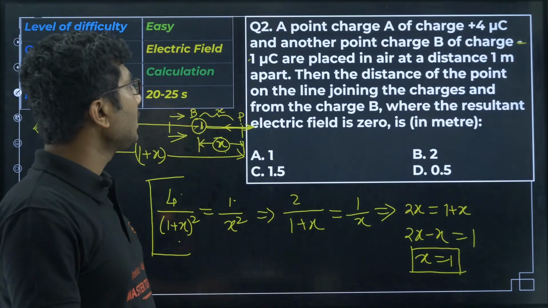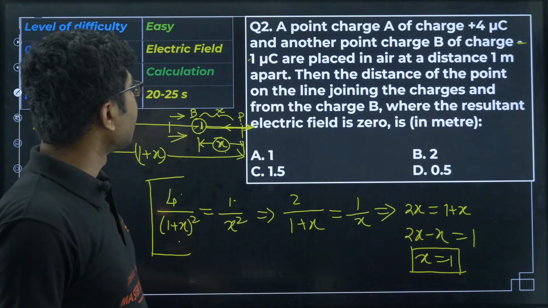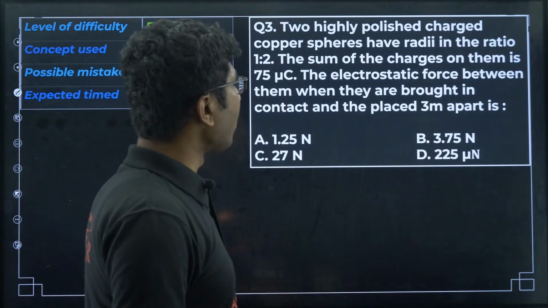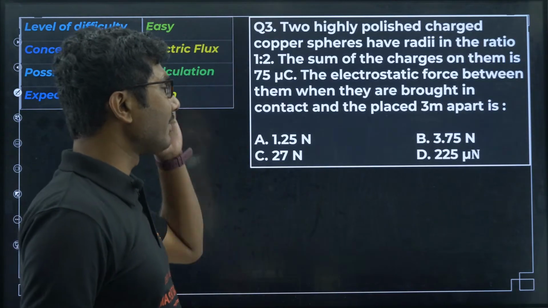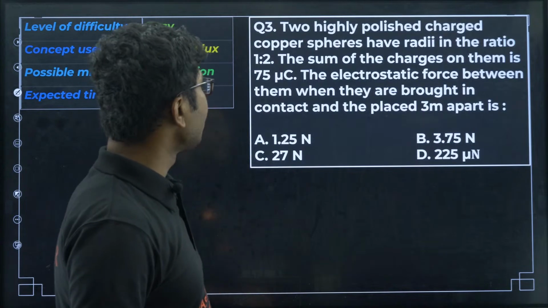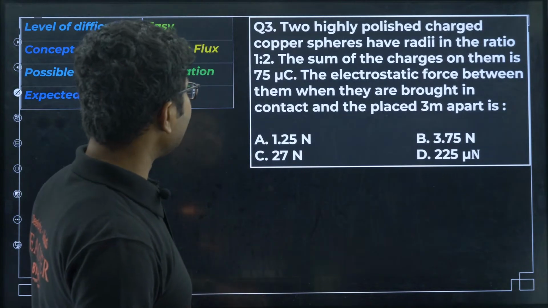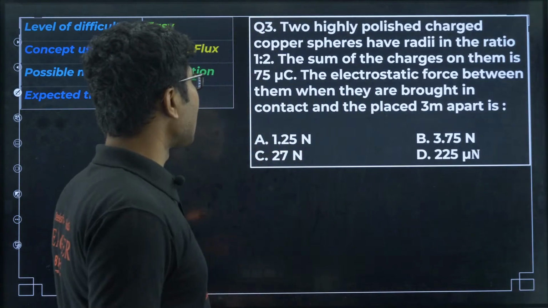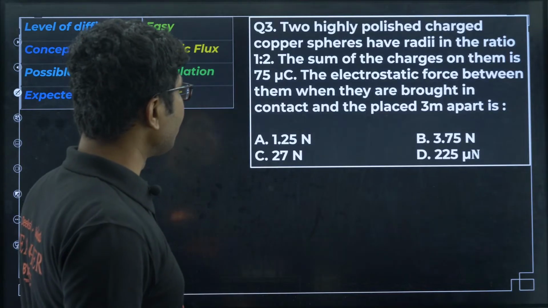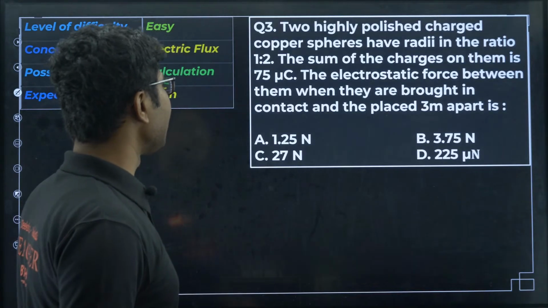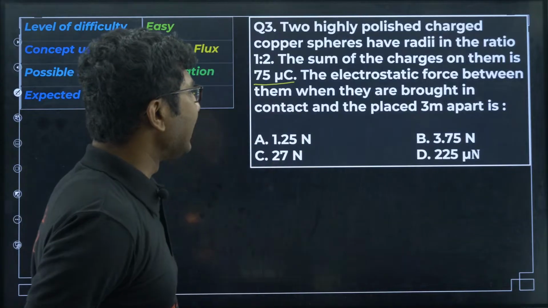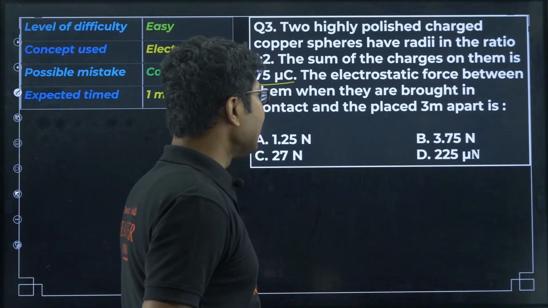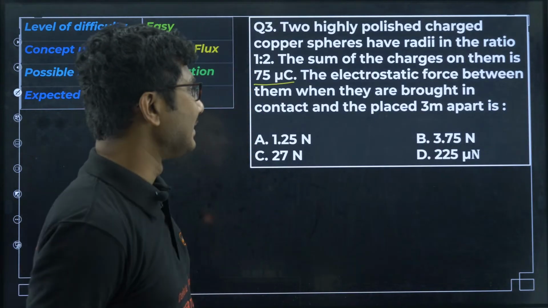Okay, now let's see the next question, question number 3. Two highly polished charged copper spheres have radii in the ratio 1:2. Even though it is mentioned as easy, it is not easy, it is a medium level question. The sum of charges on them is 75 microcoulomb. The electrostatic force between them when they are brought in contact and then placed 3 meter apart is?